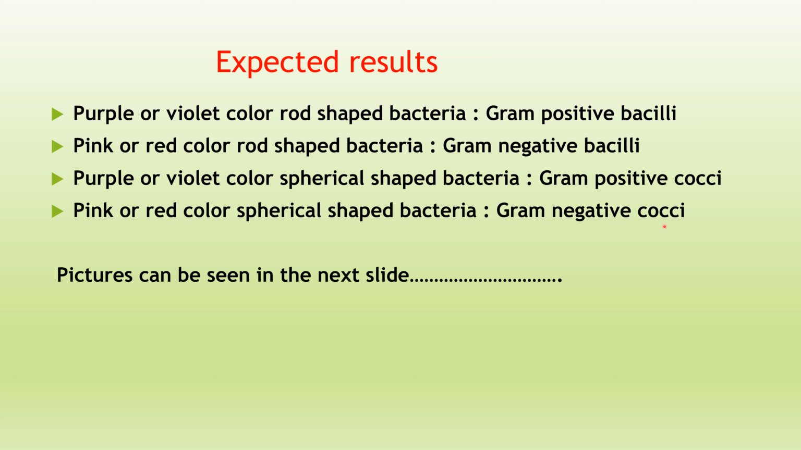So like this you are able to say depending upon their color whether they are Gram positive or Gram negative. At the same time you can say the morphology and their arrangement also. Morphology in the sense whether they are bacilli or cocci. Arrangement means whether they are streptococci, staphylococci, streptobacilli, like that. I have given some pictures, we can see in the next slide.